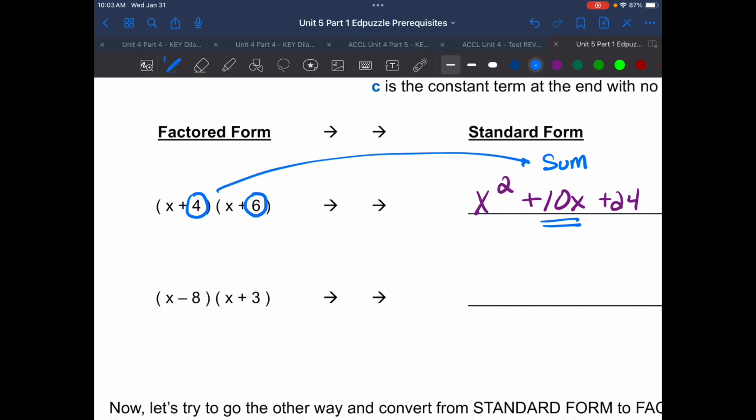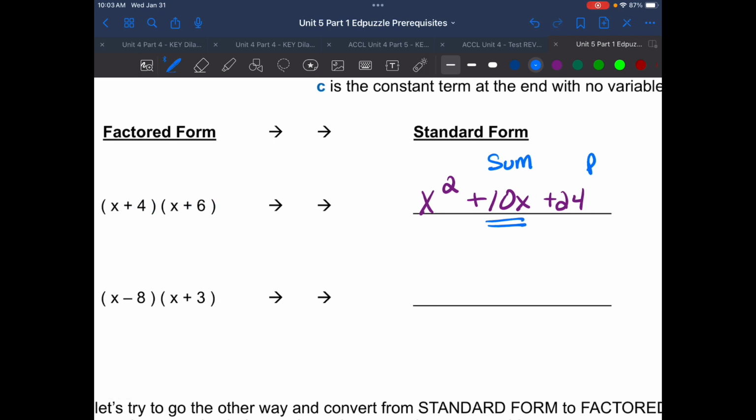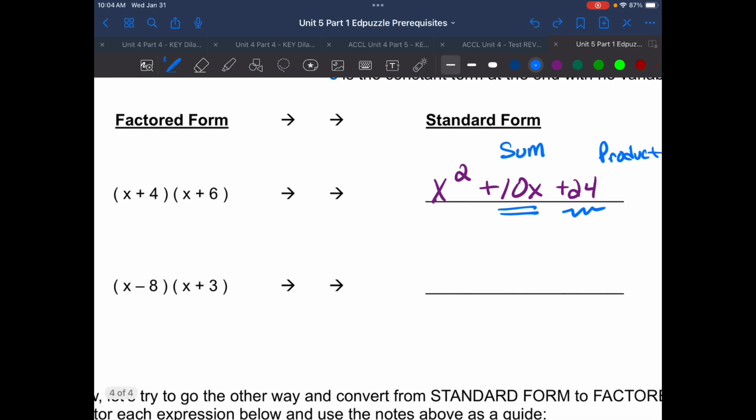So if you add those, that's always going to give you your middle number, okay? And guess what? The last one, the 24, comes from 4 times 6. So I'm going to write product here. So the 24 comes from 4 times 6. Okay, let's see if you can predict what's going to happen here.